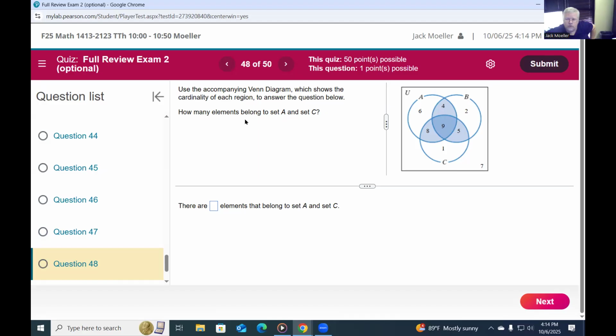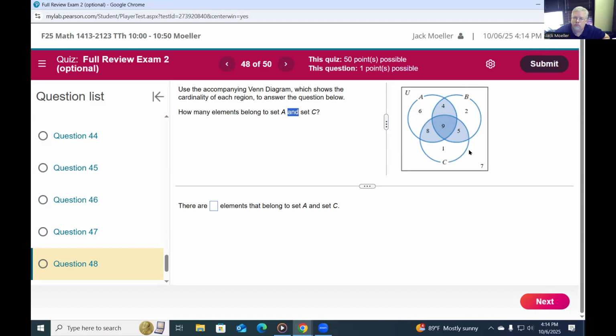Right. And remember when we're doing the survey problems, these are not individual elements, it's the number of elements in each region. Okay. So besides A and C, what is the key word in this sentence? How many elements belong to sets A and C? Well, the key word is and. So what's the difference between and or? Well, and is the intersection. So and is just what they have in common.